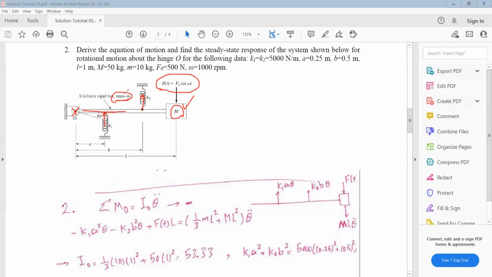Here again, you can see we neglect the weight in the free body diagram because, as I told you, the weight of this mass and the bar will create some initial deflection in these two springs, K1 and K2. So we neglect the initial deflection of the springs, and also we neglect the weight of the mass M and the bar with mass lowercase m in the free body diagram and in the equation of motion. So we can plot the free body diagram. Finally, these forces will create the angular acceleration theta double dot, and we can write the equation of motion.